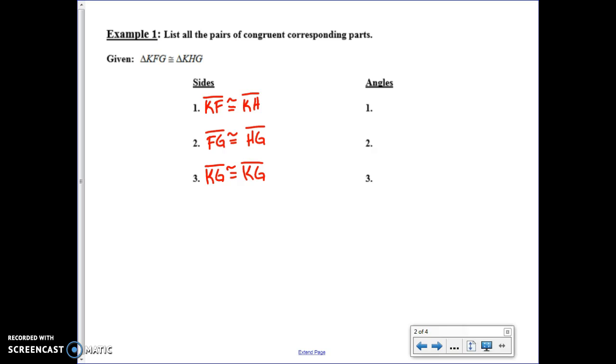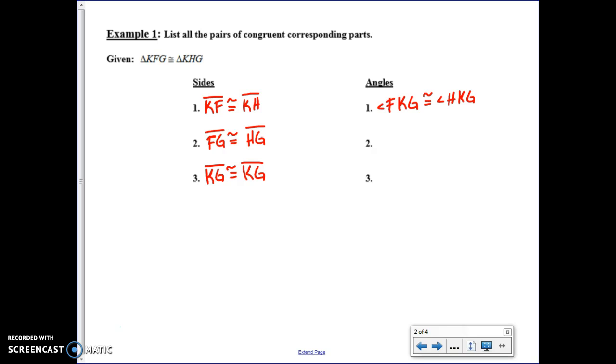Okay, angles then. I want to be very careful because I can't just say angle K is congruent to angle K, because that means that there's two different angle K's there probably. So I'm going to name it with all three letters. If I'm putting K in the middle, then I'm just going to do second letter, first letter, third letter. So angle FKG is congruent to angle HKG. So that's my angle K is congruent to angle K. I just had to be more specific about how I named it.